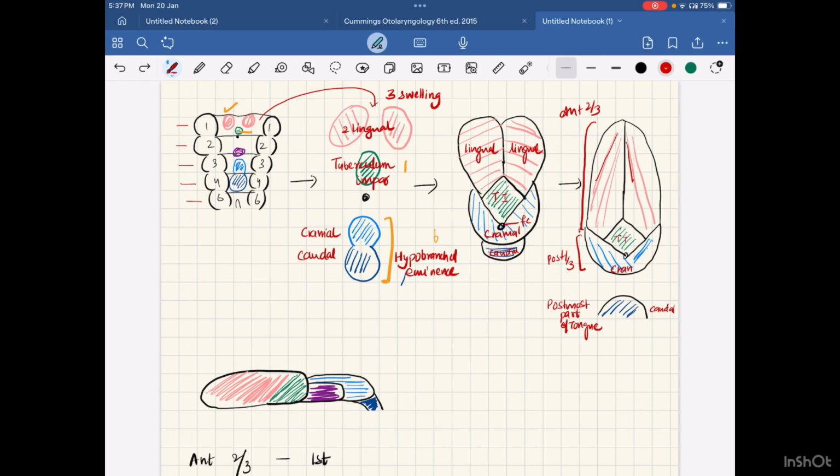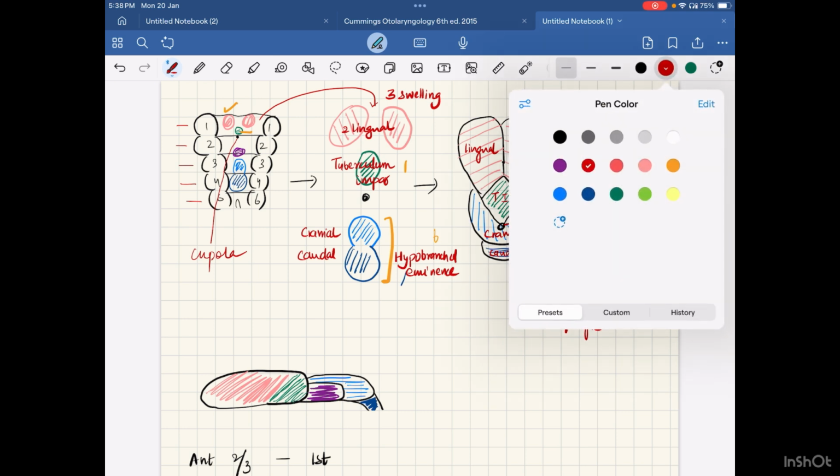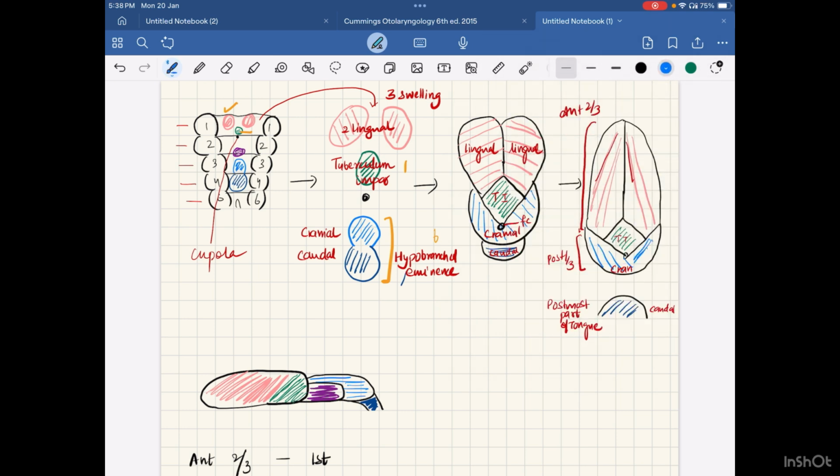Now there's another structure that is here, the copula. Although this doesn't take part in the formation or the development of tongue, this is present there. So where does it go? Actually, your third pharyngeal arch is forming what? The posterior one-third of the tongue. This grows over this copula part, and what does it do? It joins your anterior two-third.